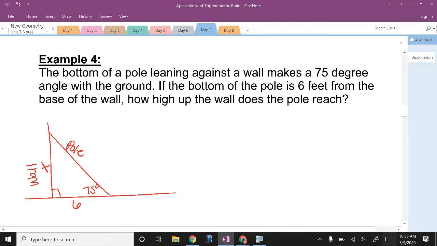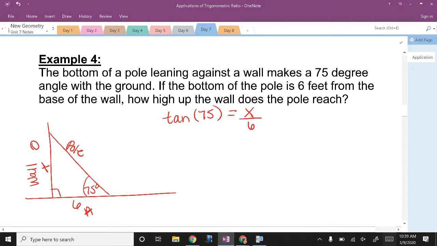So do I need to use sine, cosine, or tangent? Here's my angle. Tangent, because I don't know the hypotenuse. I don't know the length of the pole at all, and I don't need it. Y'all agree? So we're going to use tangent, opposite and adjacent. So tangent of 75 equals what's opposite from the 75-degree angle? X is opposite, 6 is adjacent. So x over 6.